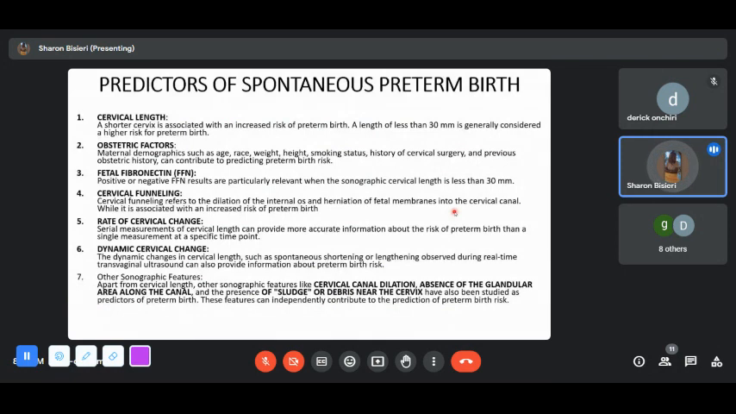So other than the cervical length, there are other factors that can be used as predictors of preterm birth. These factors include obstetric factors, things like the demographics, the age. If they're older than 35 years of age, they're at high likelihood of getting preterm births.